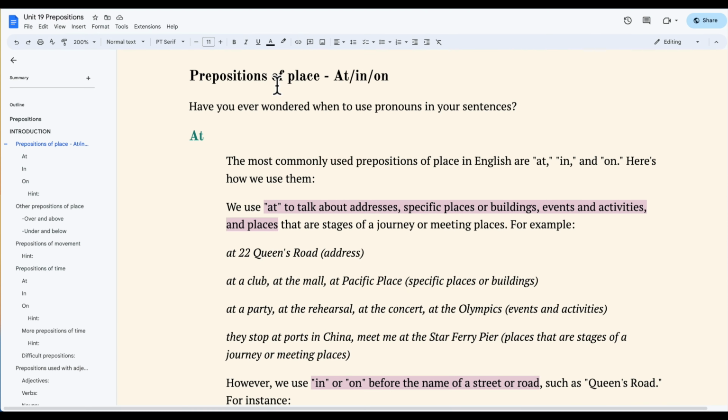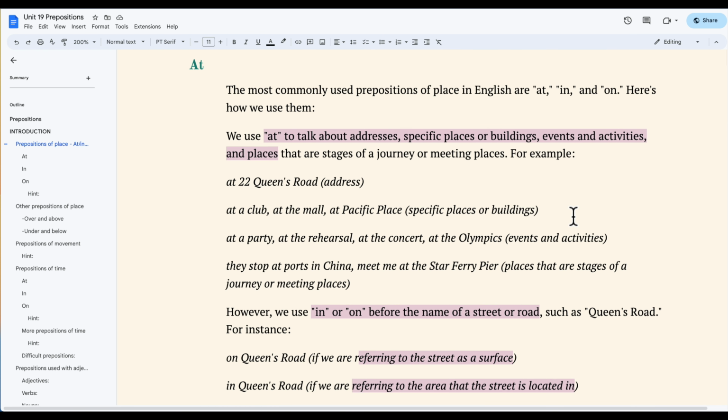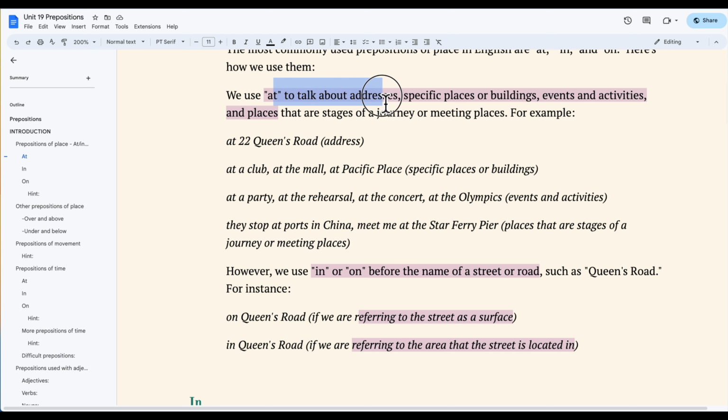The first preposition of place is at. Let's take a look at how to use it. The prepositions of place: at, in, and on. Are you ever unsure about when to use prepositions in your sentences? The most frequently used prepositions of place in English are at, in, and on. Let's explore their usage. We use at to discuss addresses, specific places or buildings, events, and activities, as well as places that serve as stages of a journey or meeting places.